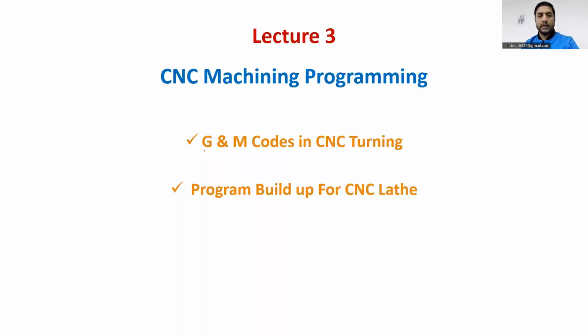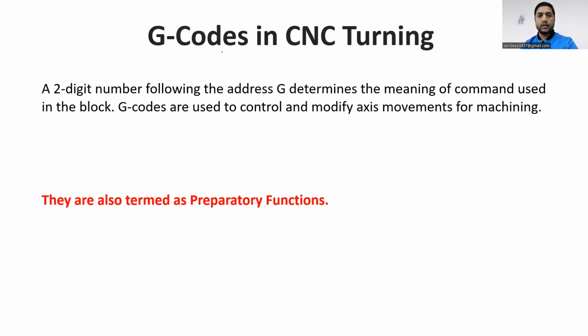In today's lecture, we will learn about G and M codes used in a CNC turning machine along with their functions in detail, and we will also learn how to build up a CNC program in the case of a CNC lathe machine, what the different parts are that a CNC program consists of, and how to build it up. So now let us move ahead and understand what G codes are in a CNC turning machine.